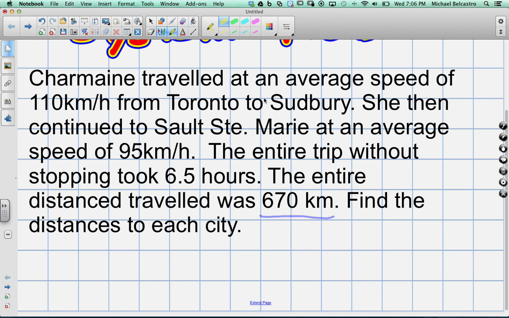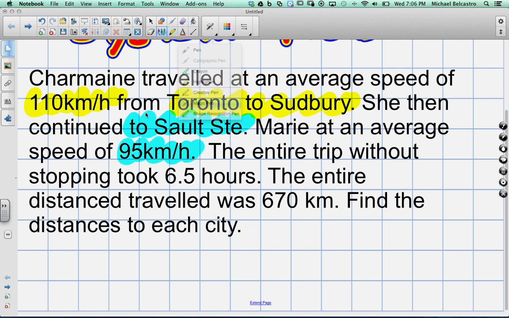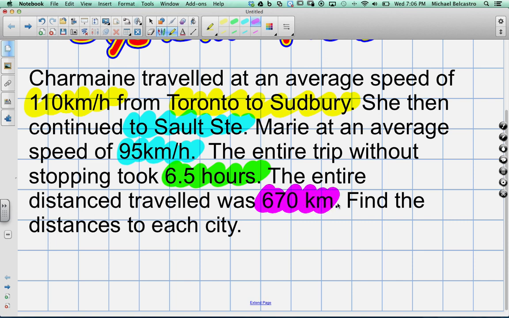Charmaine traveled at an average speed of 110 kilometers an hour from Toronto to Sudbury. She then continued to Sault Ste. Marie at an average speed of 95 kilometers an hour. So those are two different things. On the first part of her trip, from Toronto to Sudbury, 110, and then from Sudbury to Sault Ste. Marie, 95 kilometers an hour. The entire trip without stopping was 6.5 hours, and the total distance traveled was 670 kilometers. Find the distance to each city.